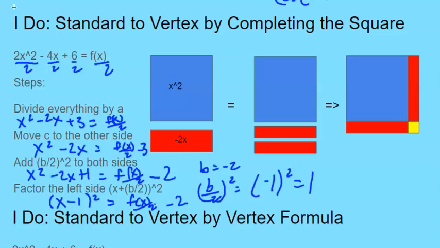And then to get it into the proper form, just move everything back to the other side of the equation except for the f of x. So then you have x minus 1 squared plus 2, and then you multiply everything by 2. So we have 2 right here and 4.